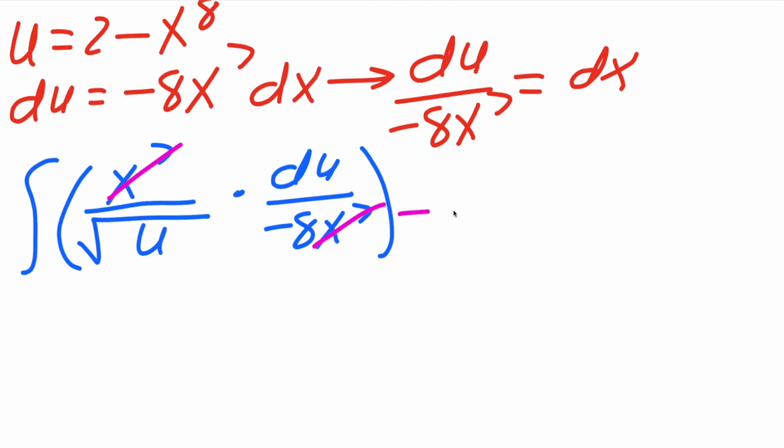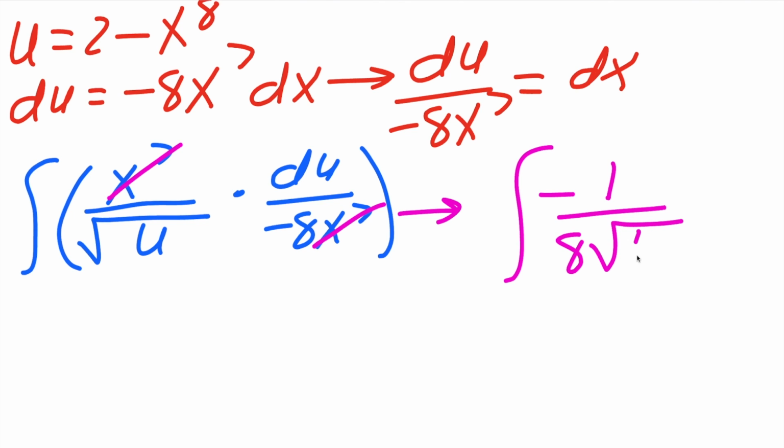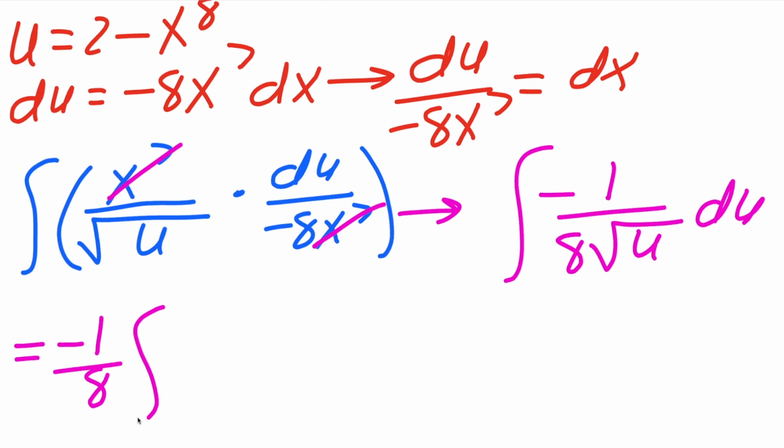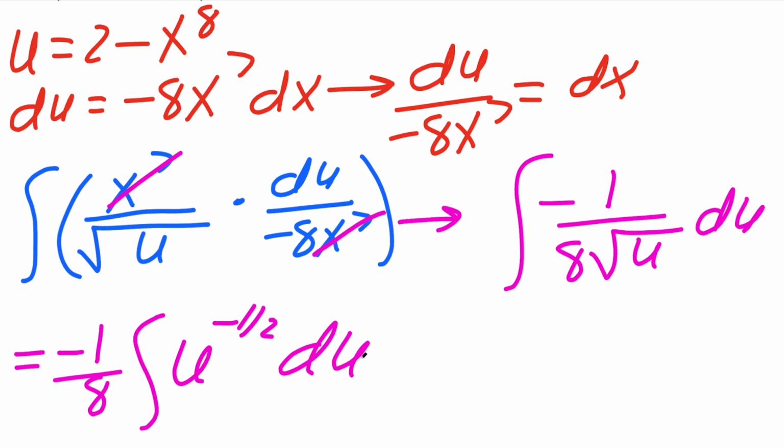Okay, next we can clean this up a little bit. So we'll have the integral of negative 1 divided by 8 times the square root of u du. The negative is from here, that's how I got a negative. This term got canceled, that's why it's a 1. And then this is an 8, and this is the square root of u. And so we could even rewrite this as negative 1 divided by 8, the integral of u raised to negative 1/2 du.